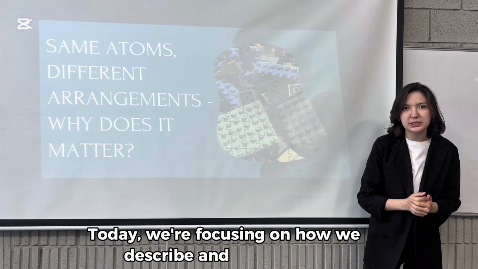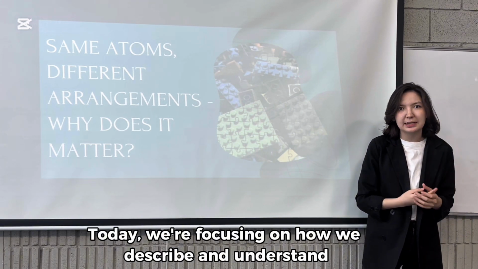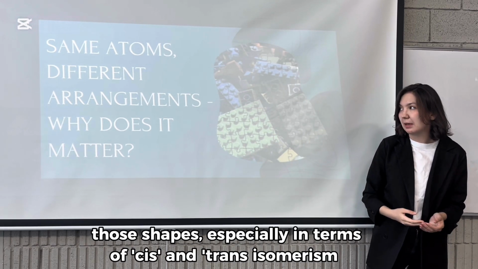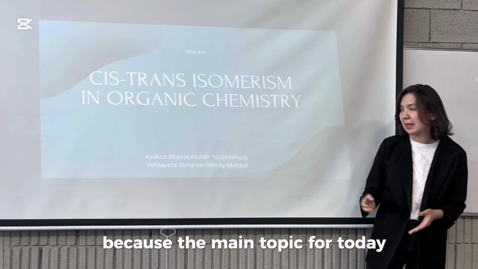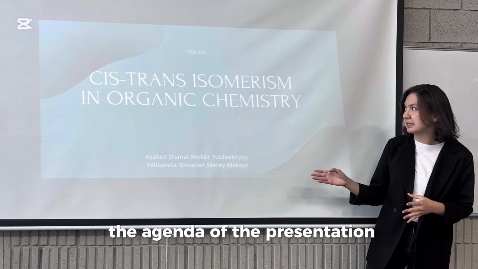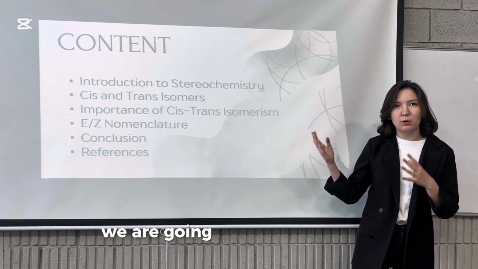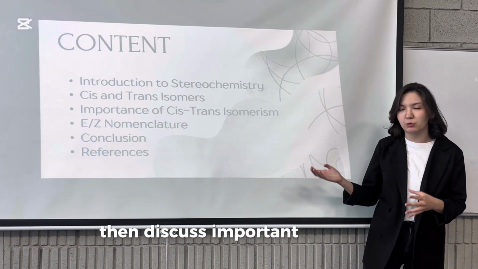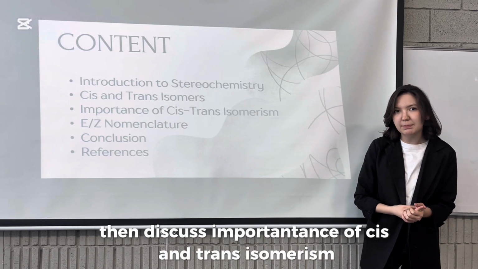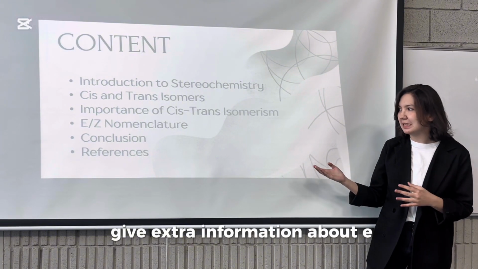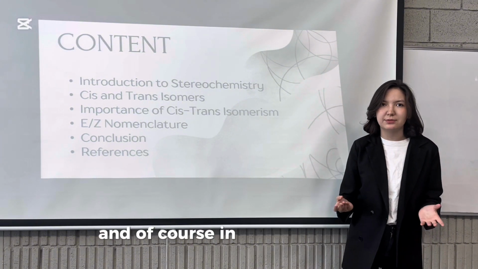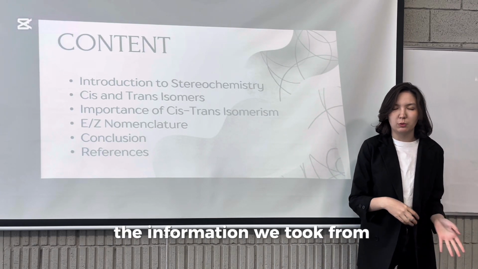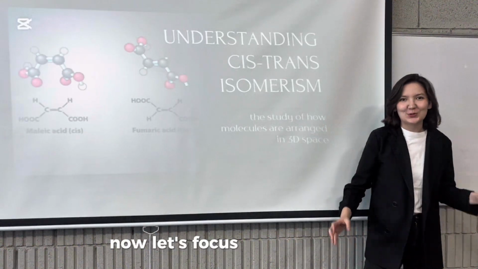Today, we are focusing on how to describe and understand those shapes, especially in terms of cis and trans isomerism, because that's the main topic for today. The agenda of the presentation looks like this. We're going to introduce you to the information, then discuss the importance of cis and trans isomerism, give extra information about E and Z nomenclature, and of course in the end conclude and give you references, the sources the information was taken from.